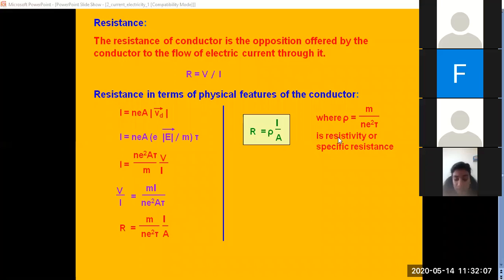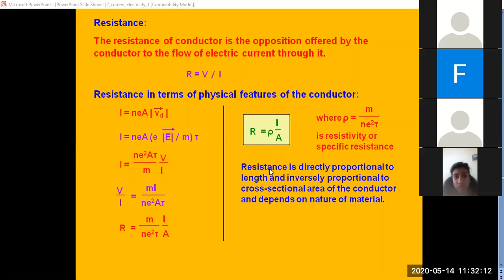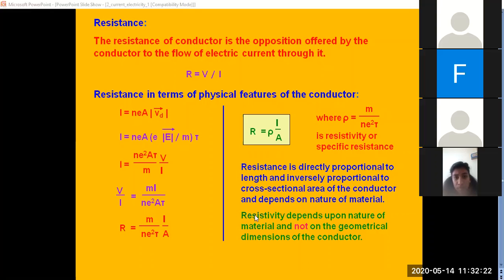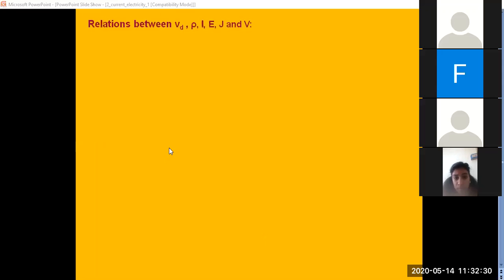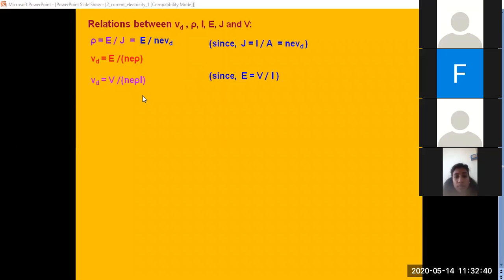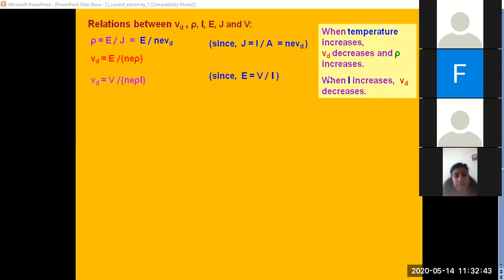You have the formula here. We call it resistivity, or you can call it specific resistance. This is what I told you. Resistance is directly proportional to length, inversely proportional to the cross-sectional area, and it depends on the nature of the material. Whereas resistivity, the symbol rho, does not depend on the geometrical dimensions of your conductor. Now you have the relation between the different terms here: rho equals E by J, or E divided by n e v_d. All this is only for your reference. Just note it down. These conditions are important.